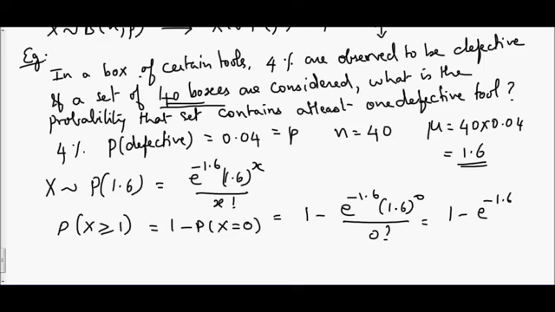So we have done all the things about binomial and Poisson distribution. In the next video, we'll do normal distribution.